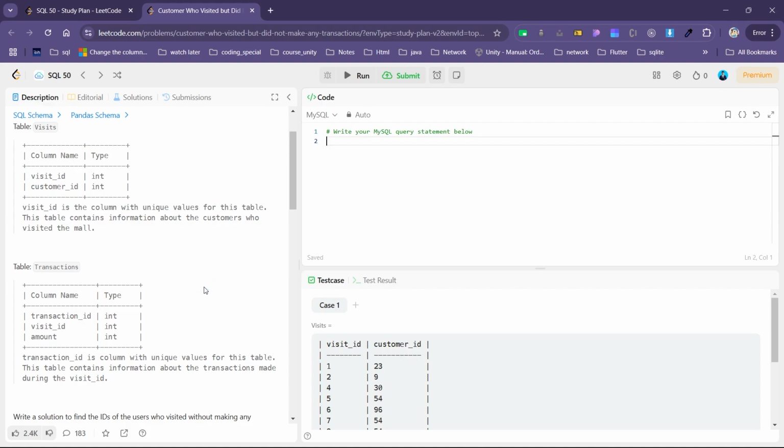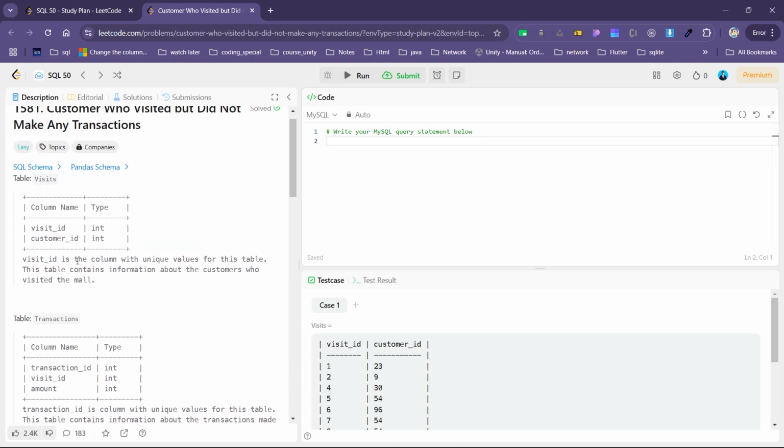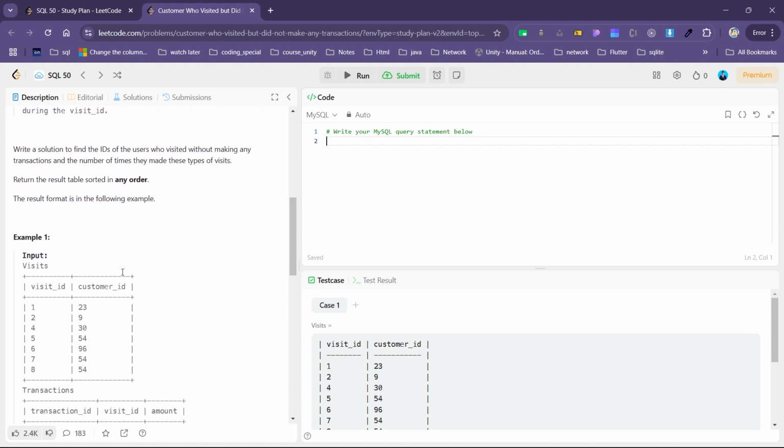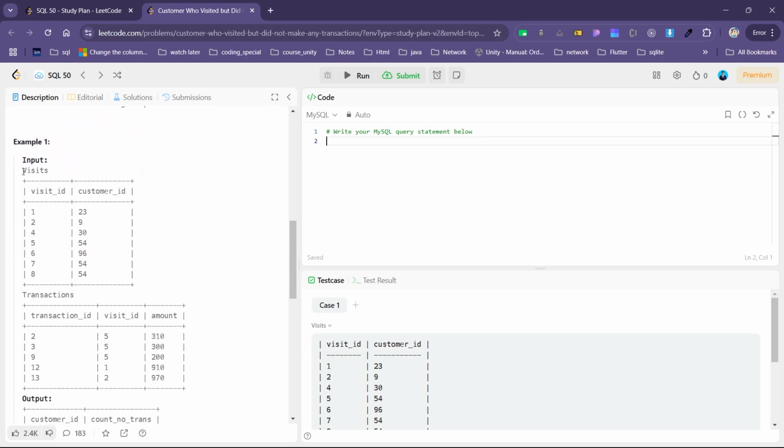So for example, a customer with the ID 10 visited the mall 10 times, but he didn't make any transaction. Then the transactions table will have 0 entries, but the visits table will have 10 entries, in which the customer ID will be the same in all 10 entries, but the visit ID will be different in each entry. So let's look at this example.